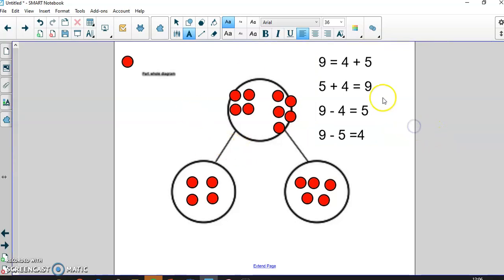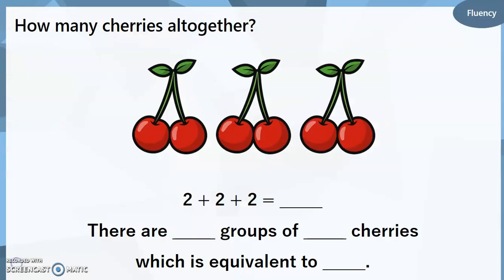So we need that understanding that we can picture the number 9. We can make it out of that 4 and 5, and that can help us to then quickly find those missing number facts. So that's just a warm up today, ready for our maths lesson. We're going to look at adding equal groups now.